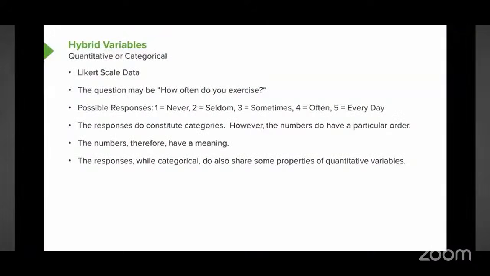We have these variables that are kind of hybrids of quantitative and categorical variables. One really common example is Likert scale data. As an example, the question might be, how often do you exercise? And the possible responses might be 1 for never, 2 for seldom, 3 for sometimes, 4 for often, and 5 for every day. The responses do constitute categories, but the numbers have a particular order to them. And it turns out that the order of the numbers does correspond to the order of the amount of exercise. So they do have a numerical meaning. So these responses, while categorical, do also have some properties of quantitative variables, and it's important to be aware of these types of things when we look at what type of data we're analyzing.